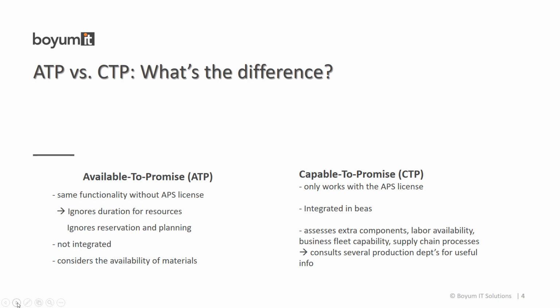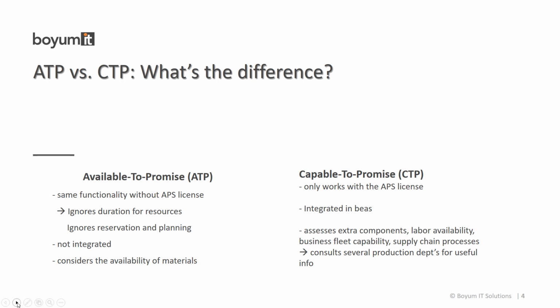Normally, software have ATP, not CTP, because only very few software on the global market have an integrated CTP solution. Beas is very special as everything is integrated, and CTP can work only when everything is integrated. So the basic difference between the two systems is that while ATP looks at the availability of materials, CTP assesses the extra components, considers labor availability, the capability of the business fleet, and how materials work through a supply chain. To achieve this, CTP may consult several production departments for useful information to assess delivery possibilities.